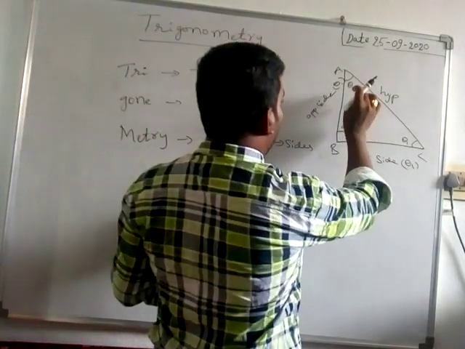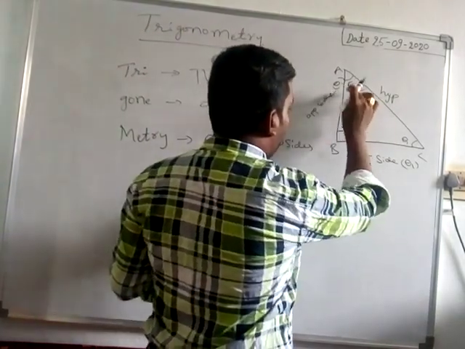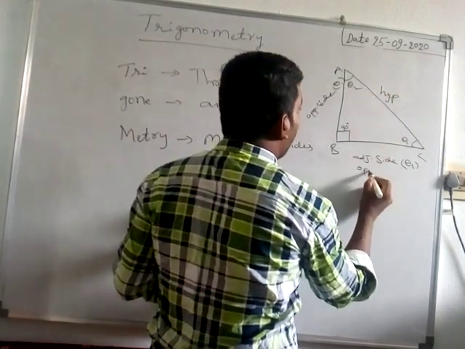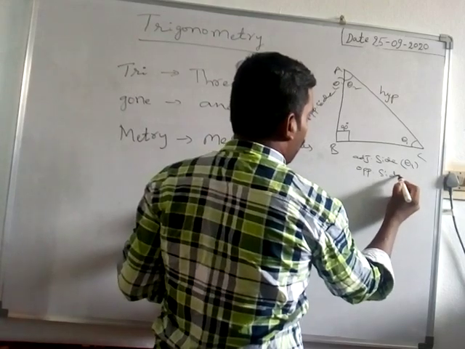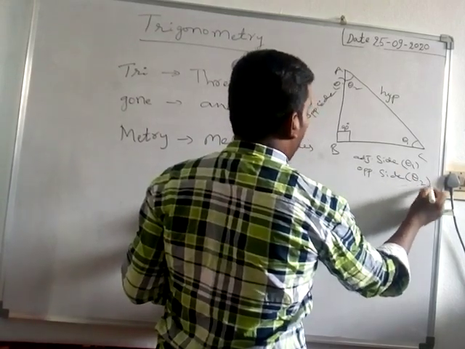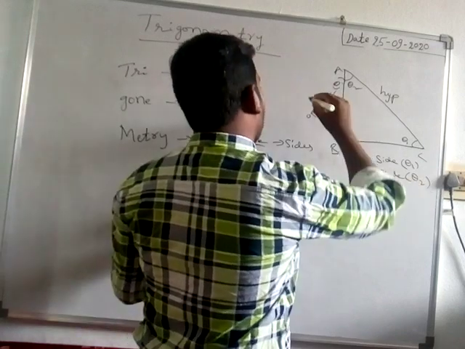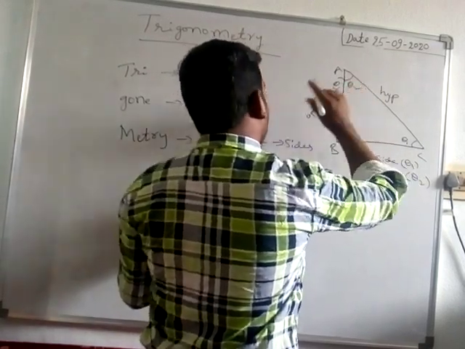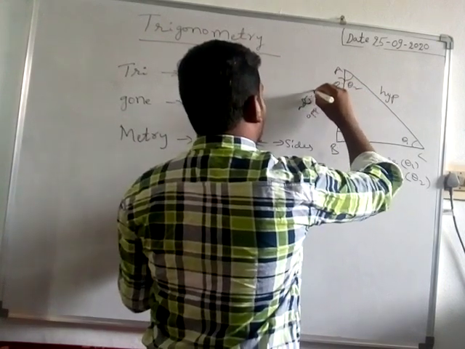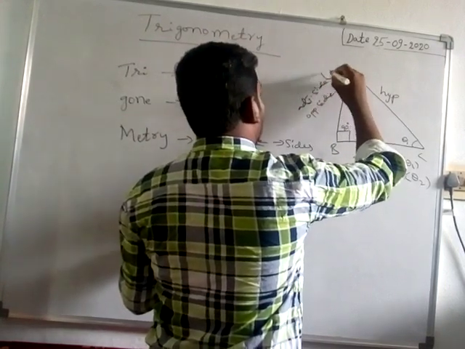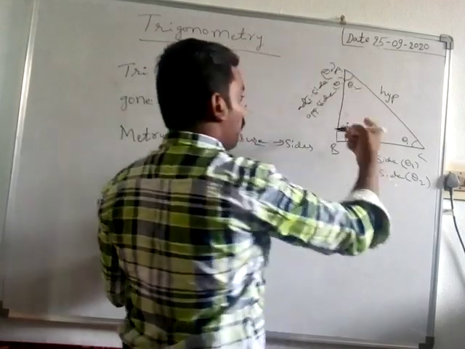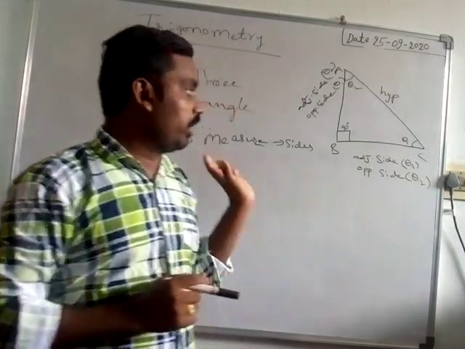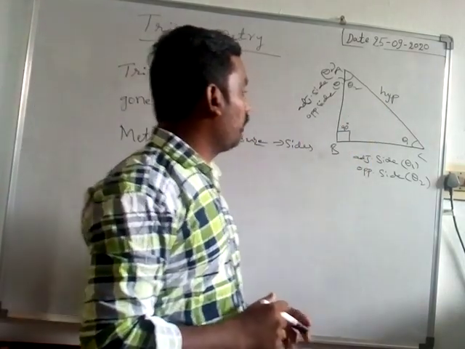According to theta 2, this BC is the opposite side to the theta 2 angle. According to theta 2, AB is the adjacent side. Don't get confused while taking theta 1 or theta 2. You have to observe and take carefully while doing problems, and the hypotenuse stays the same.